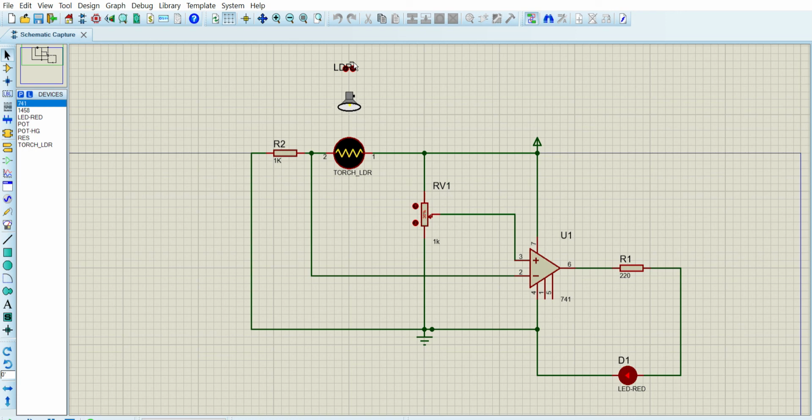So as we decrease the intensity of light, the value of VN will be less than VP, so that our LED will glow. This is how automatic street light works, and in this case we use op-amp as a switch.